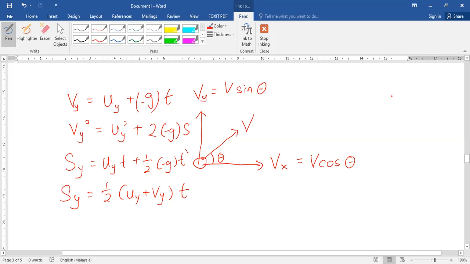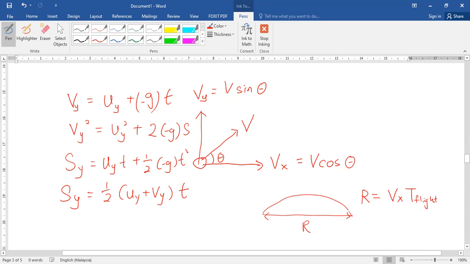Before that, the basic one we use is this. If we want to find the range, the distance, we use Vx. The range R is equal to Vx times the time of flight, the time taken of the flight. That's all.